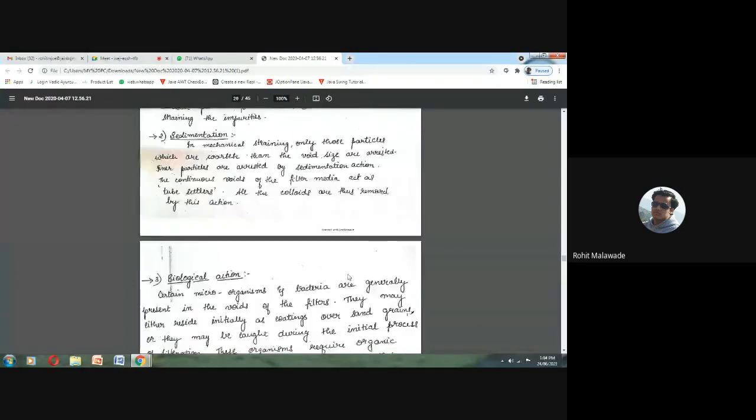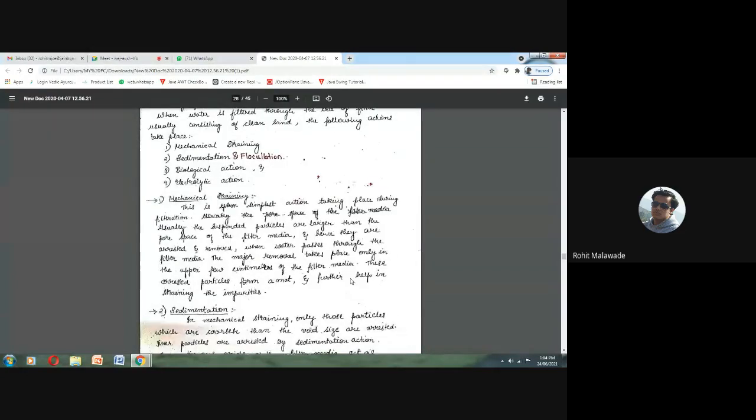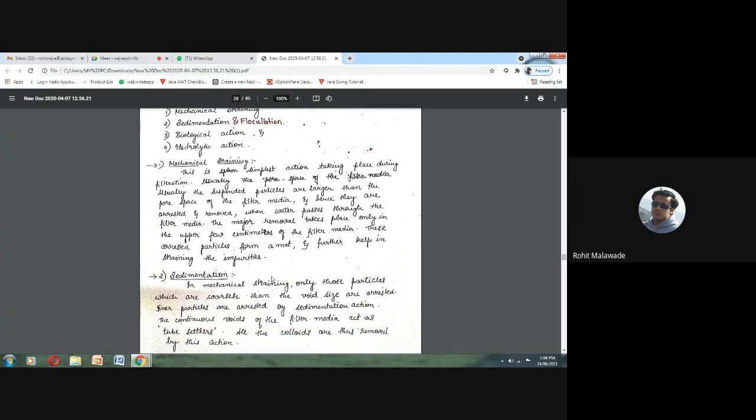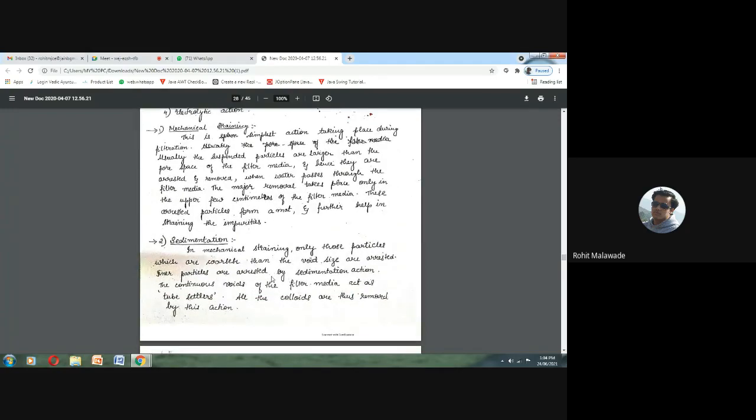Okay, if we keep the coarser particles, they can easily pass, right? So here what we are going to do is keep very fine sand particles, so that the suspended particles get arrested over there and can be easily removed. So this is regarding mechanical straining.